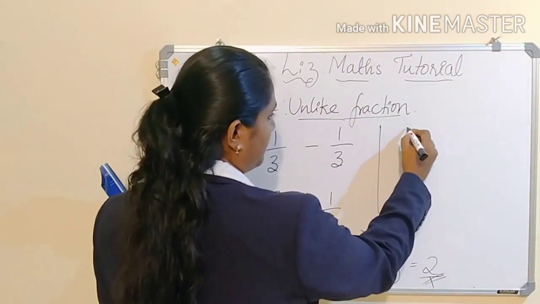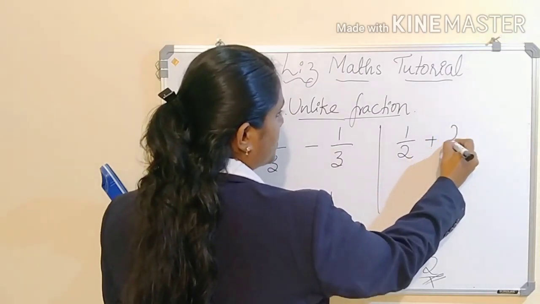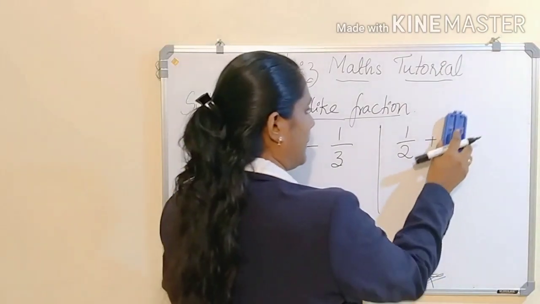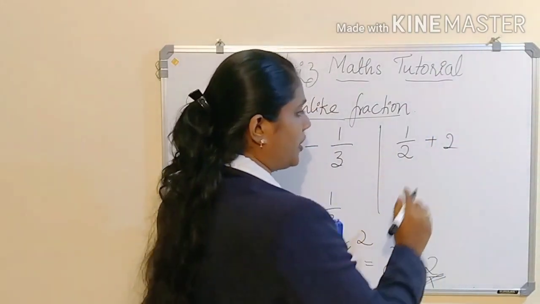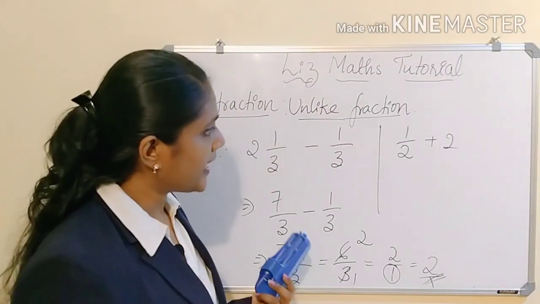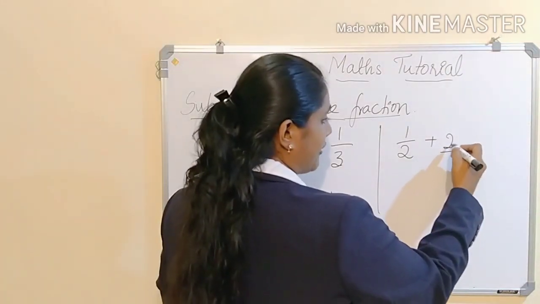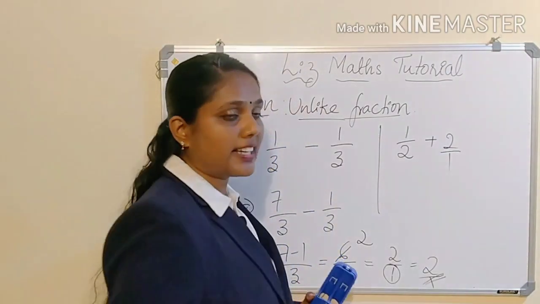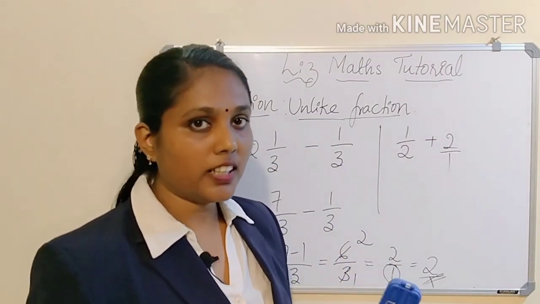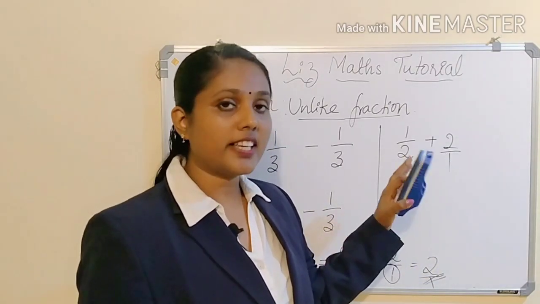See here, if you have the number 1 by 2 plus 2. Here is 1 by 2 plus 2. See how to add these two numbers. Sometimes you may come across this situation in a problem. How to add these two? You have to take that if the denominator is not given, that represents the denominator is 1. Clear? If the denominator is not represented there, that gives the denominator as 1.